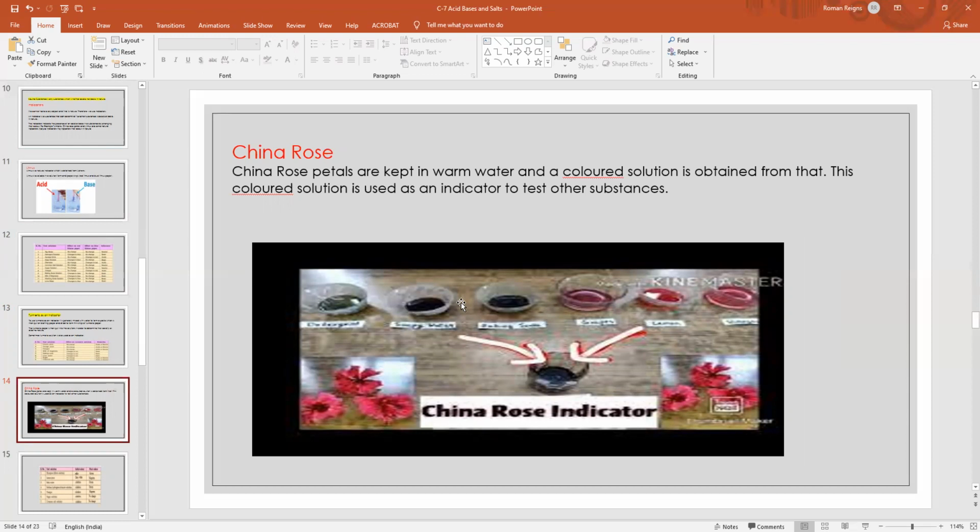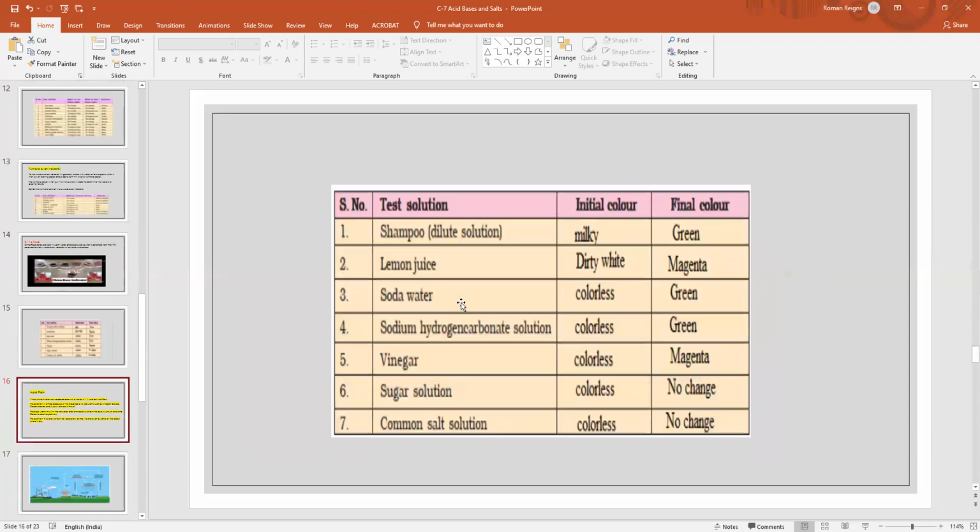So the overall conclusion is that with acid, China rose indicator turns magenta or dark pink in color, whereas with base it turns dark green in color. Okay, clear?